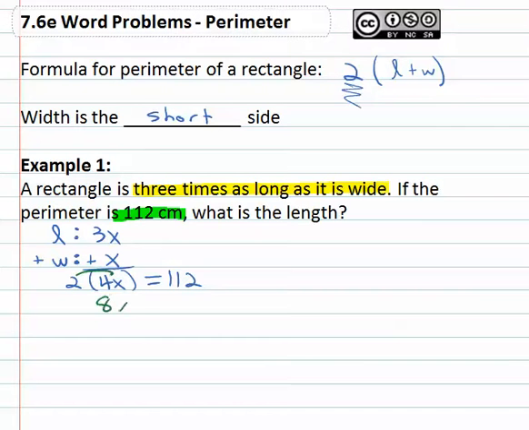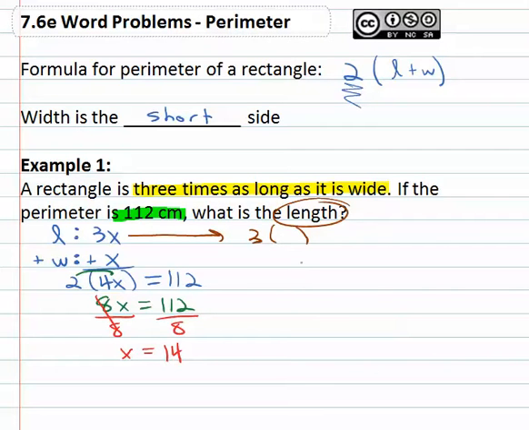Multiplying 2 times 4, we get 8x is equal to 1/12. And we can quickly solve by dividing by 8 to find out x is 1/12 divided by 8, or 14. But that's not the end of our problem, because the length is what we're asking for. The length is 3 times x, 3 times the 14, which is going to be 42. Putting some units on there, 42 centimeters is the length of this rectangle.